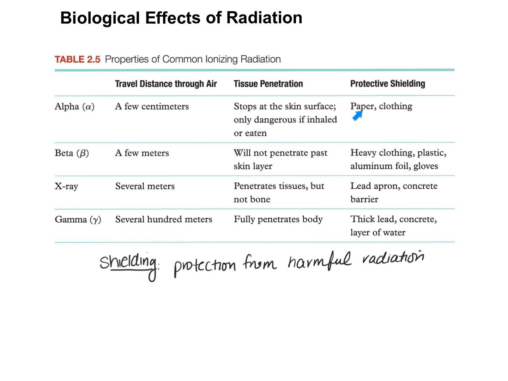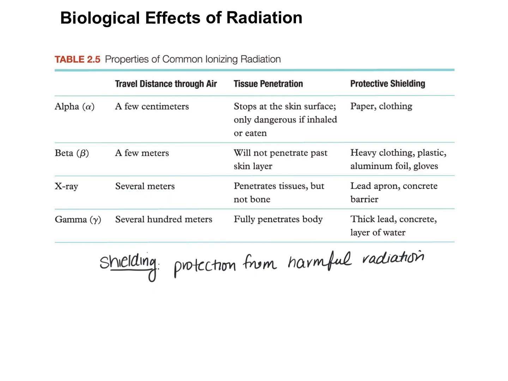For protective shielding, paper and clothing will shield you from alpha particles. Beta particles travel a few meters. That means if you're past a few meters, beta particles aren't there anymore. They will not penetrate past the skin layer. Heavy clothing, plastic, aluminum foil, and gloves will protect from beta particles.